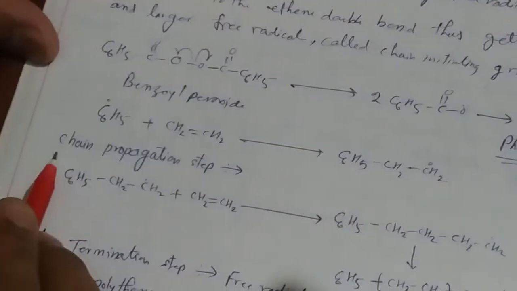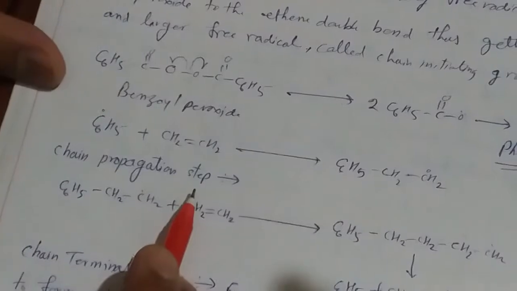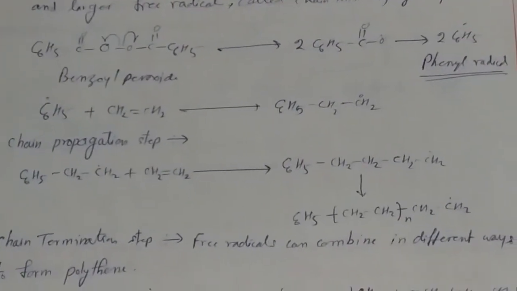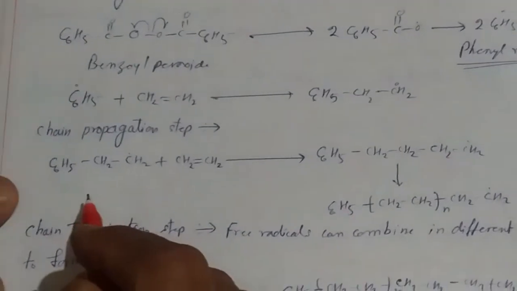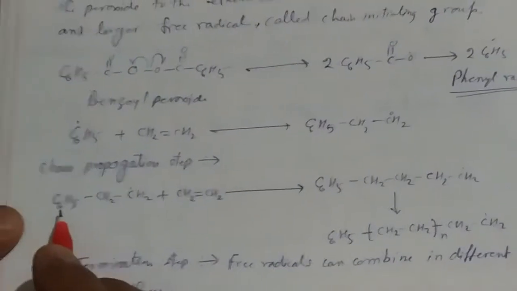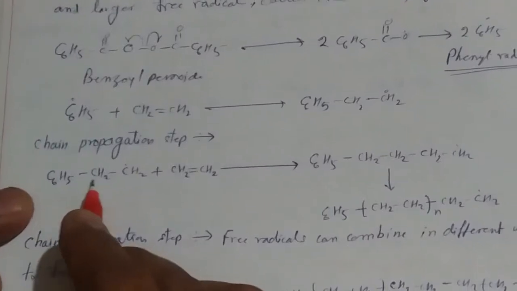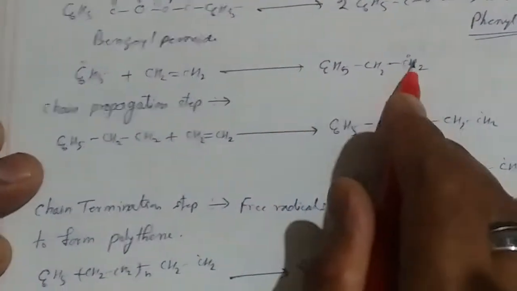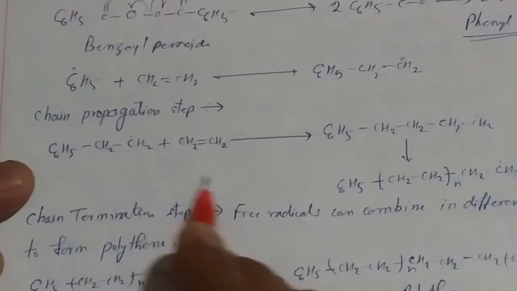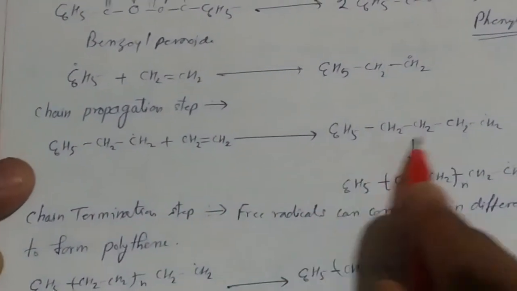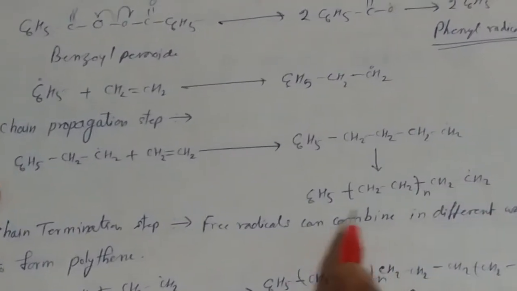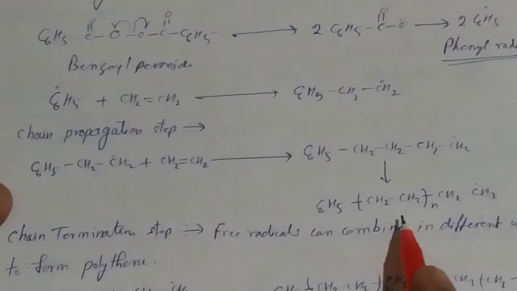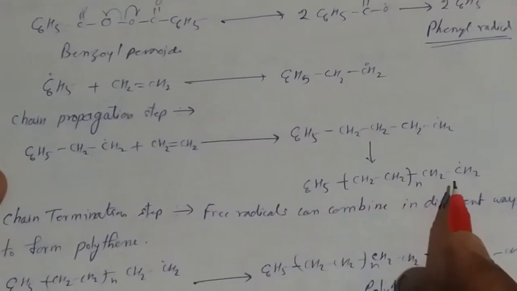Second step, chain propagation step. It means the reaction propagates and gives a large number of monomer radicals. C6H5CH2, this is the free radical which reacts further with monomer and gives a large number of monomers, which will be polymerized in different numbers and propagate the reaction.